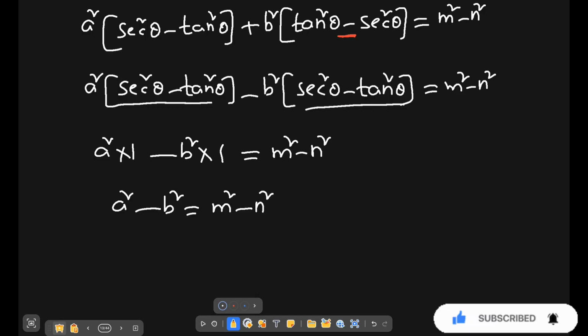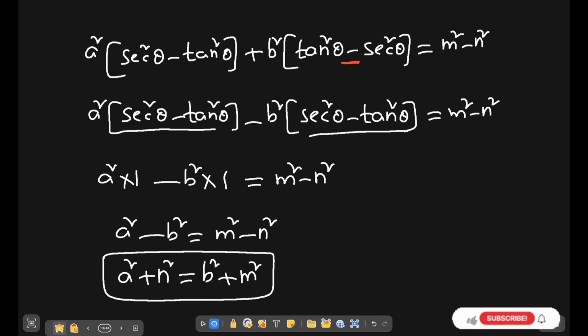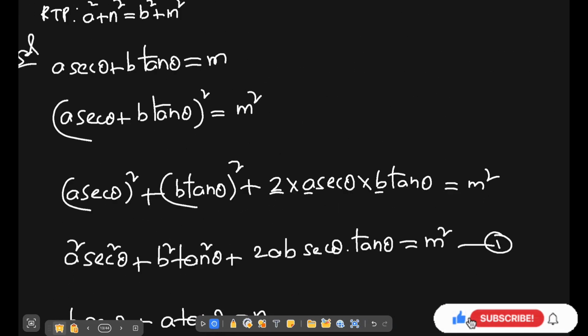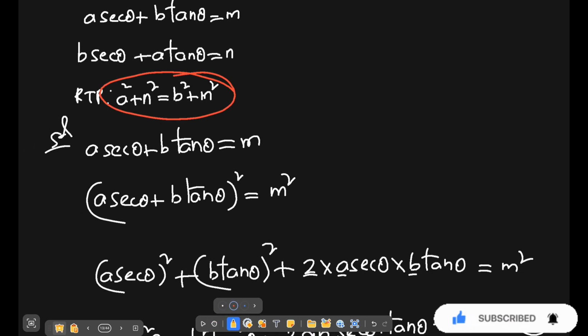Bring minus n square to the left side, send minus b square to the right side. So we will have a square plus n square equals b square plus m square. If you bring minus n square to the left side, and send minus b square to the right side, it becomes plus b square plus m square. So this is what we have to prove, and we got it. Where is the required one? Yes, this one: a square plus n square is equal to b square plus m square. So we got it.